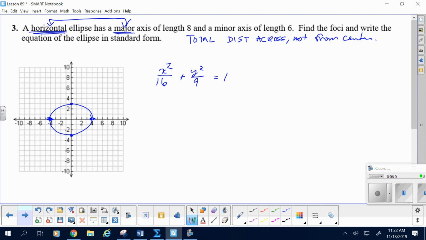All right, they also ask us to write the foci. Will they be on the x-axis or the y-axis? X.